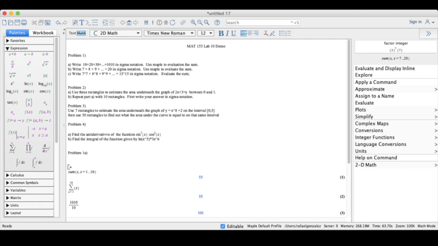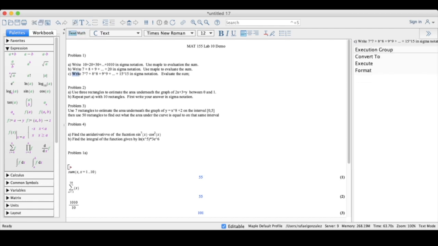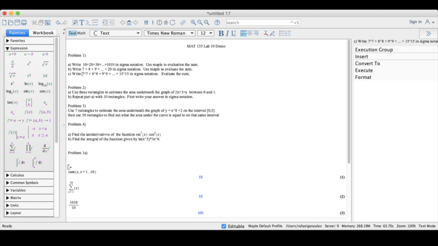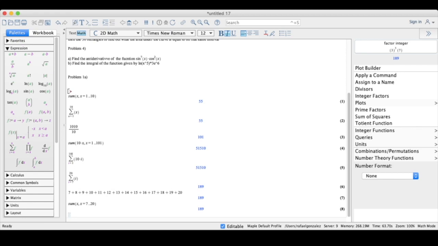Now for problem 1c, we have to write 7 to the 7 plus 8 to the 8 plus 9 to the 9 all the way up to 15 to the 15th in sigma notation. Then we have to evaluate the sum. Well, if you notice, I'm just taking the base and raising it to itself. In each step, I'm just taking the base and raising it to itself all the way up to 15. Well, if for the sum up here all I did was write x, then I'm simply raising it to itself. To get itself back, I just need to raise it to the x. So that would just be x to the x or I to the I, depending on what index variable you want to use.